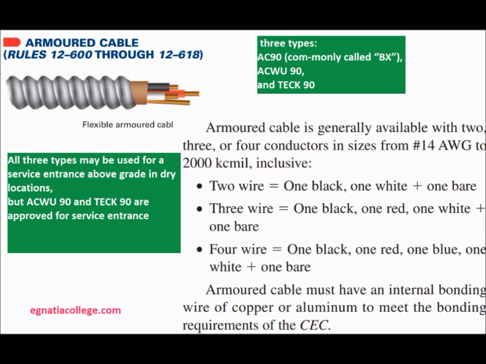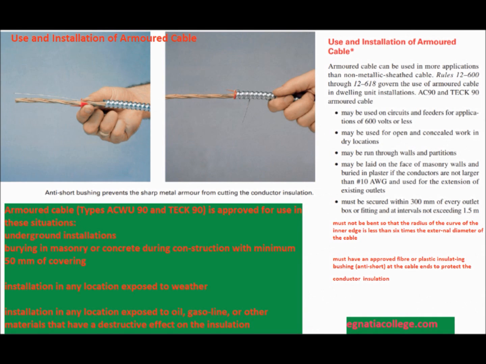Use and installation of armored cable. Armored cable can be used in more applications than non-metallic sheathed cable. Rules 12-600 through 618 govern the use of armored cable in dwelling unit installations. AC90 and TECK90 armored cable may be used on circuits and feeders for applications of 600 volts or less. May be used for open and concealed work in dry locations.